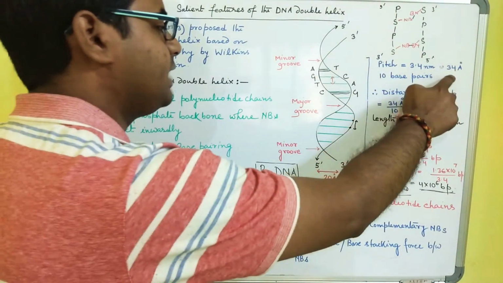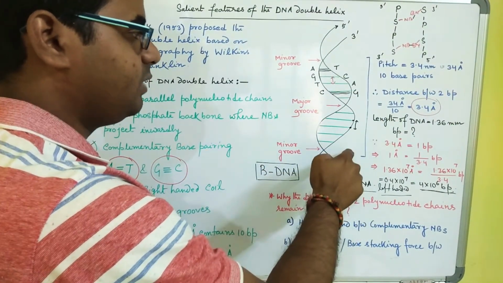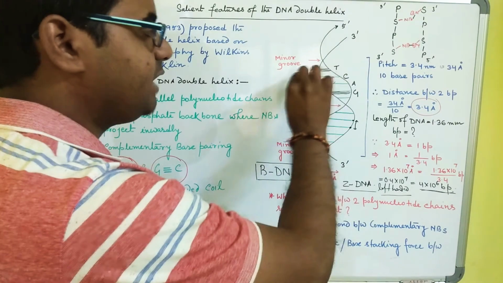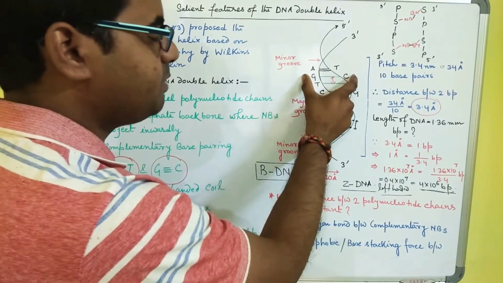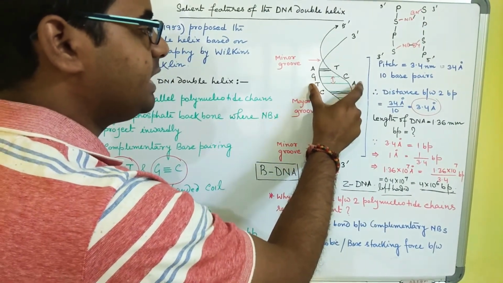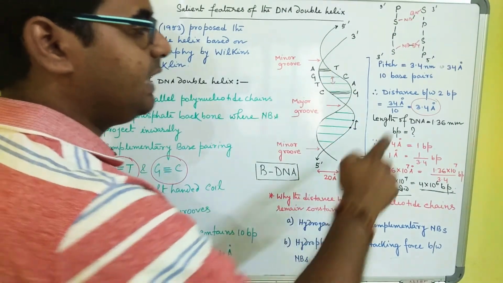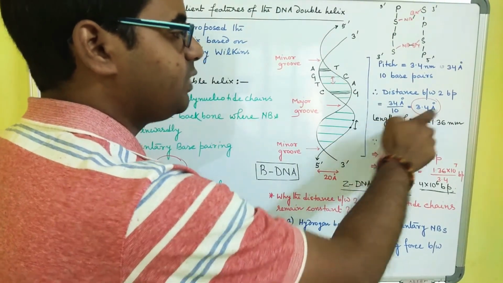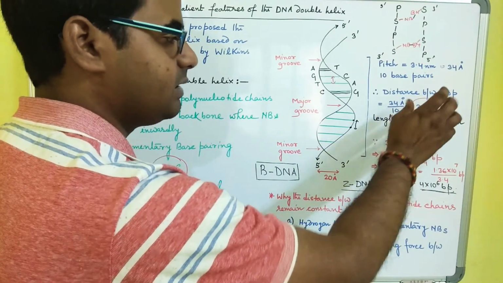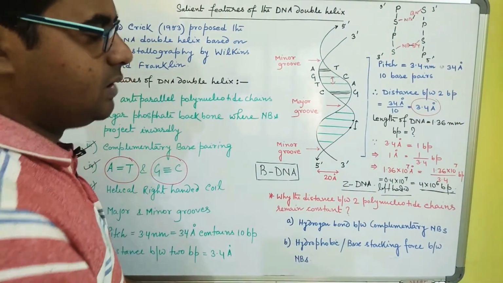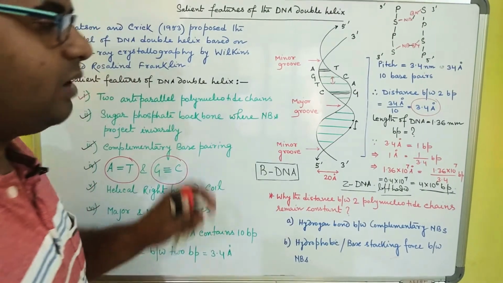And in this 34 angstrom we'll have 10 base pair. So the distance between two consecutive base pairs, suppose this is a base pair G and C, another base pair is T and A, will come like 34 angstrom divided by 10, so it will come 3.4 angstrom. So very simple calculations can come from this part.